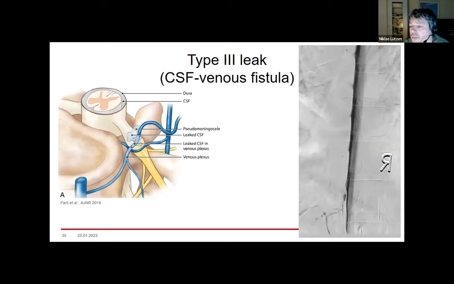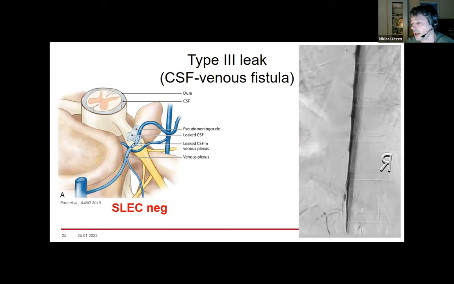So the third type is the so-called CSF venous fistula. This was first described in 2014, and nowadays it accounts for about 25% of SIH patients. It is hard to find these CSF venous fistulas on imaging. Here we have a direct connection between the CSF and the paravertebral veins, and we often have an associated nerve root diverticulum. These patients do not have a dural tear, so they are SLEC negative on MRI.